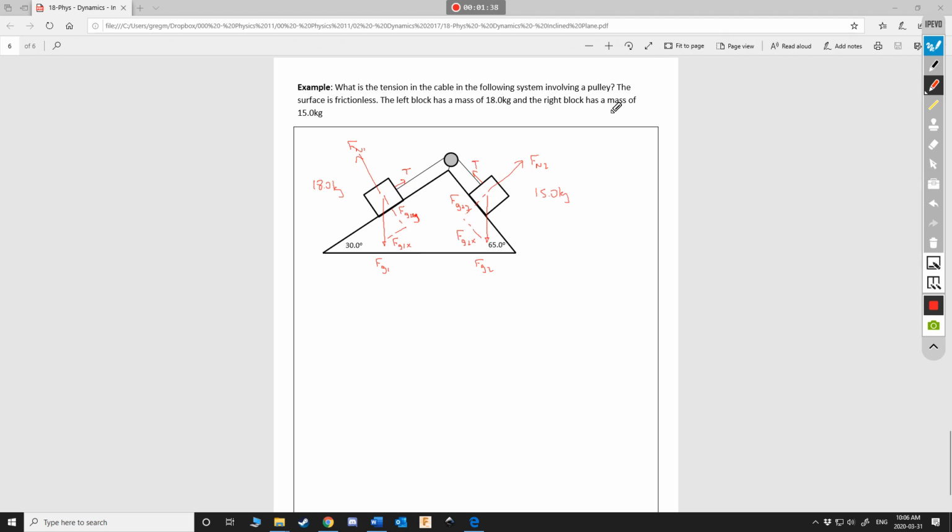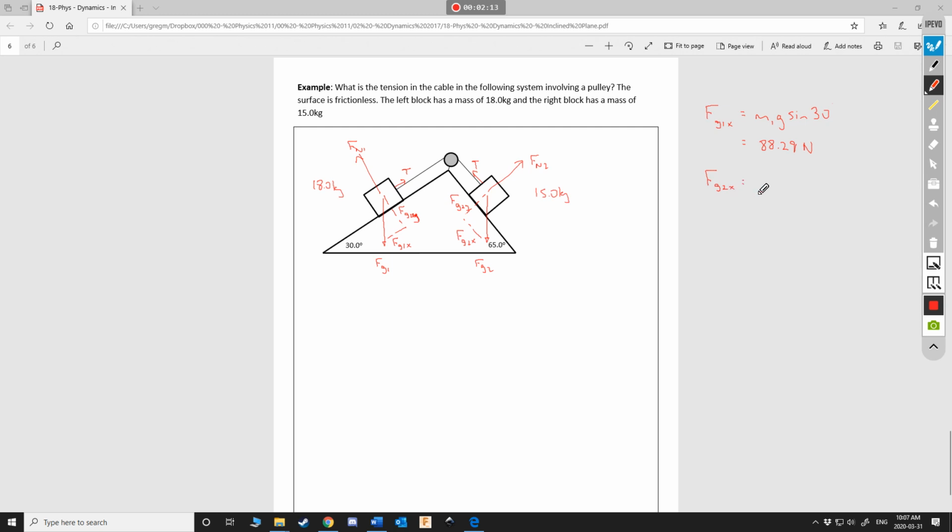So if I want to see which way it's going to go, I'm going to solve for Fg1x. That's equal to m1g, and because it's along the incline, we have to multiply by sine 30 degrees. That's 18 kilograms times 9.81 times sine 30. So we get 88.29 newtons.